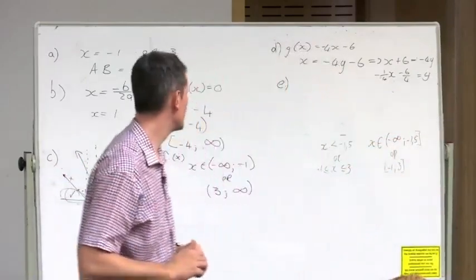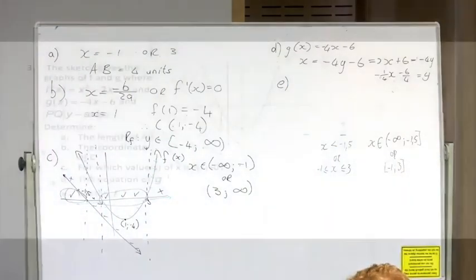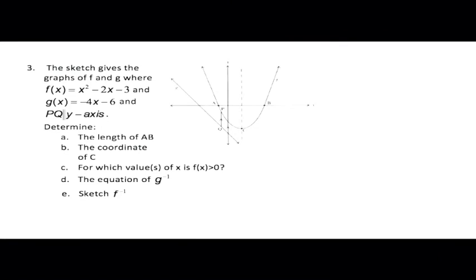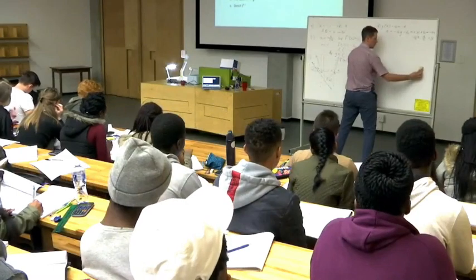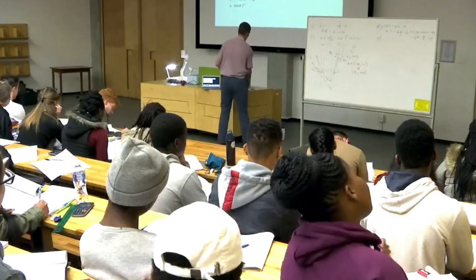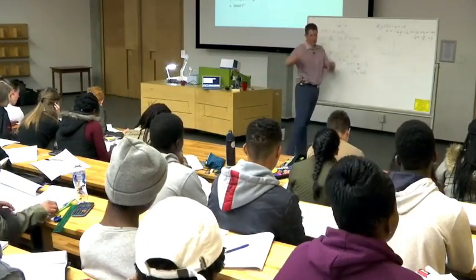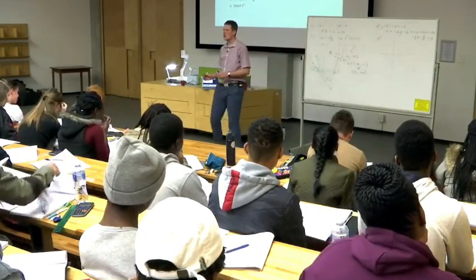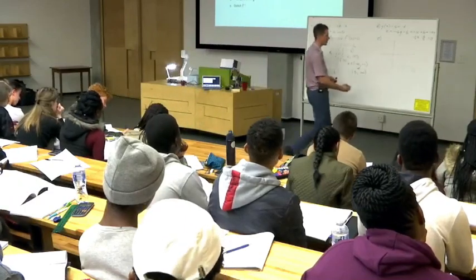Putting it out there. Now let's look quickly at E. Again, ladies and gents, a lot of you want to determine the equation of f to the negative 1. You don't have to, because I only ask you for a sketch of the inverse. So in other words, all I'm going to do is swap all the x's and y's around. So my x-intercepts are going to become my y-intercepts. My y-intercept is going to become my x-intercept.